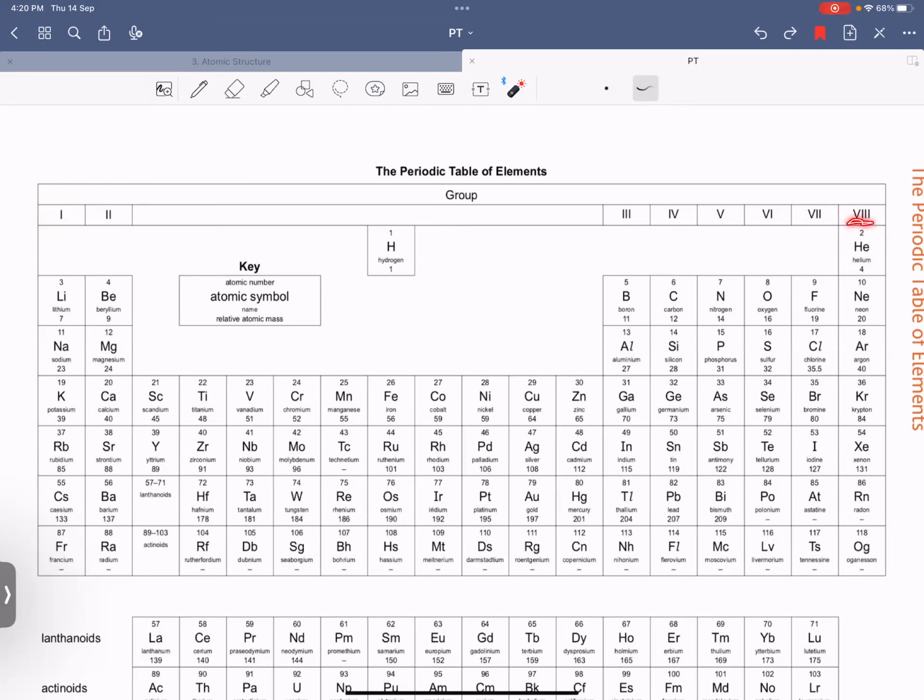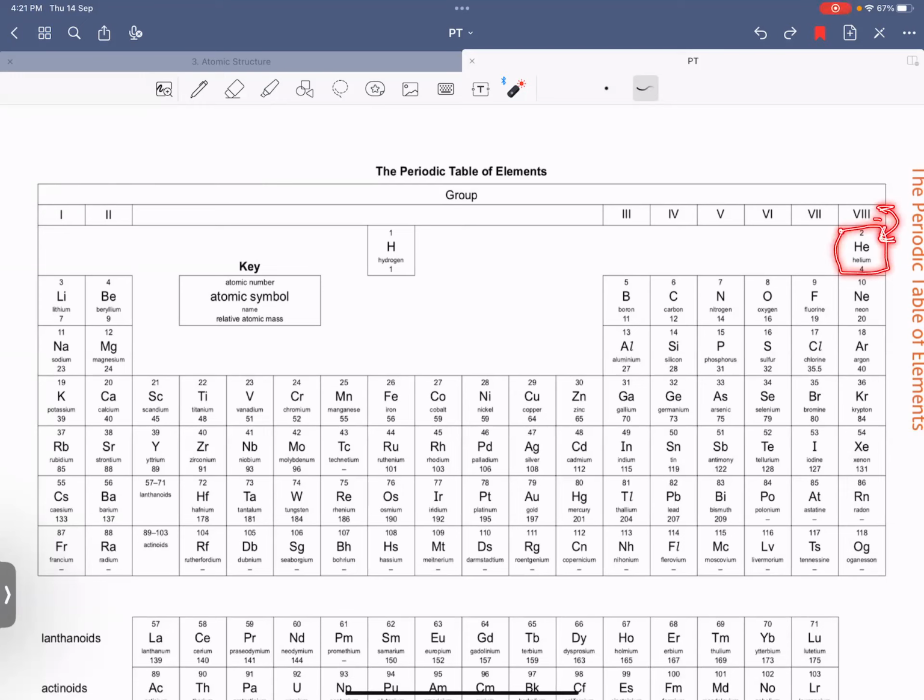It's in group 8. So if the elements are in group 8, it means they are going to have 8 electrons in their outermost shell, right? So if you see helium's electronic configuration, how many electrons are there? 2 only. And why is that? Because how many shells does helium have? Helium has only one shell, the first shell, and in the first shell only 2 electrons can be accommodated. So that's why it is the exception: helium's group number does not correspond to the number of electrons in its valence shell.